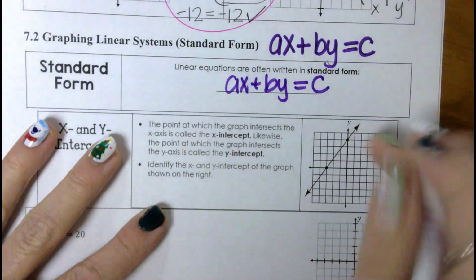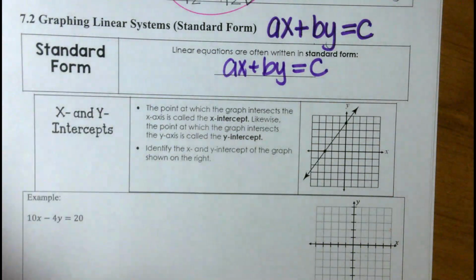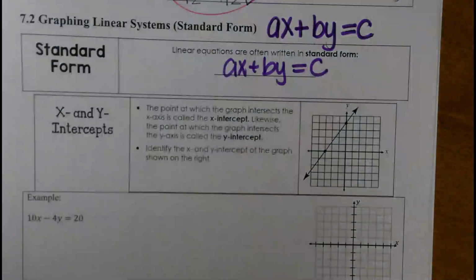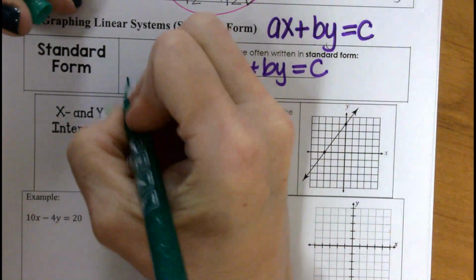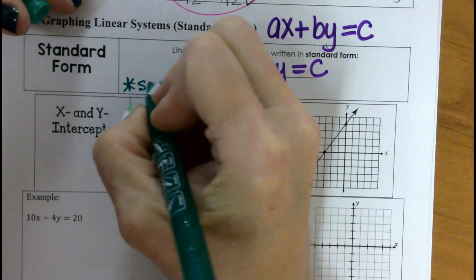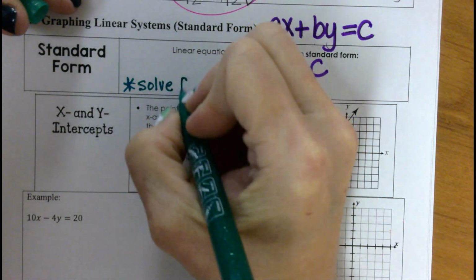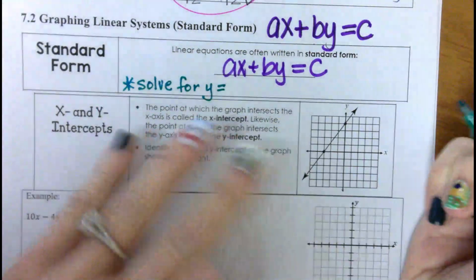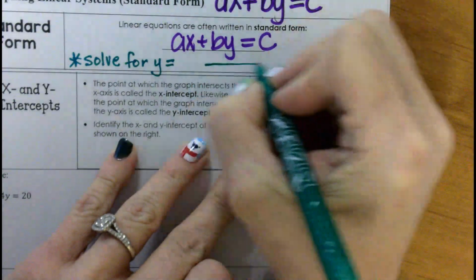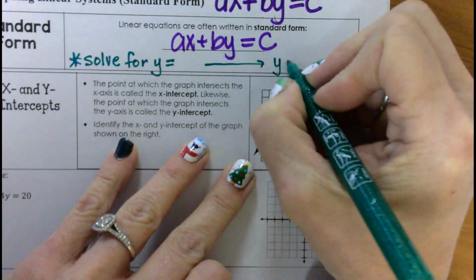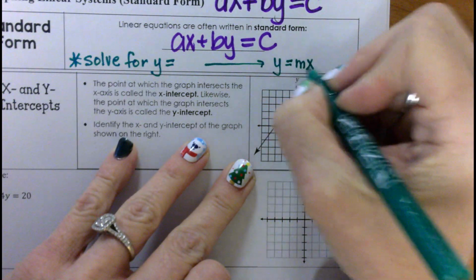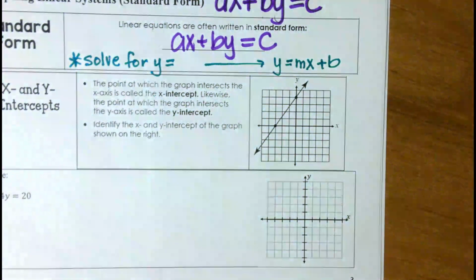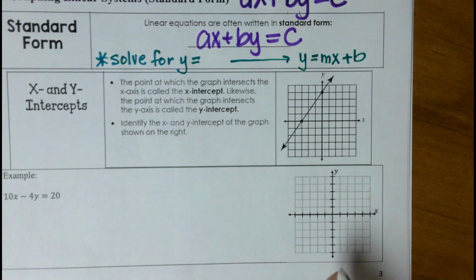I'll just rewrite it. The big thing about this is that you have to solve it for y. That means you get y by itself. Solve for y equals. So what you're trying to turn it into is this, slope-intercept. Okay? So that's one way you can do those and then graph them.